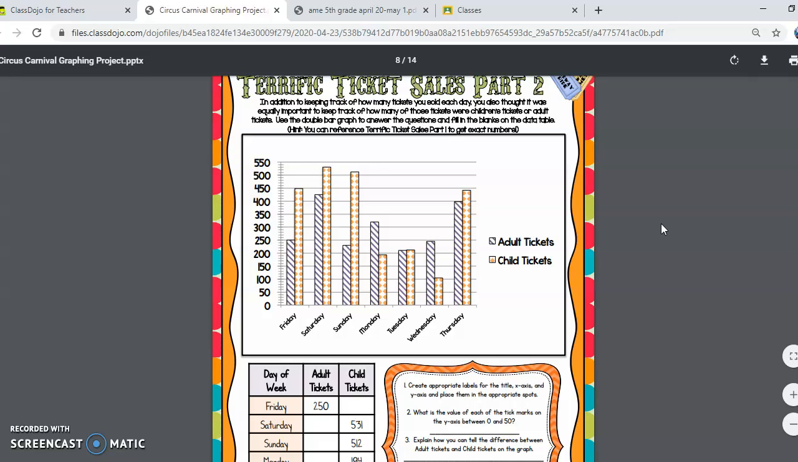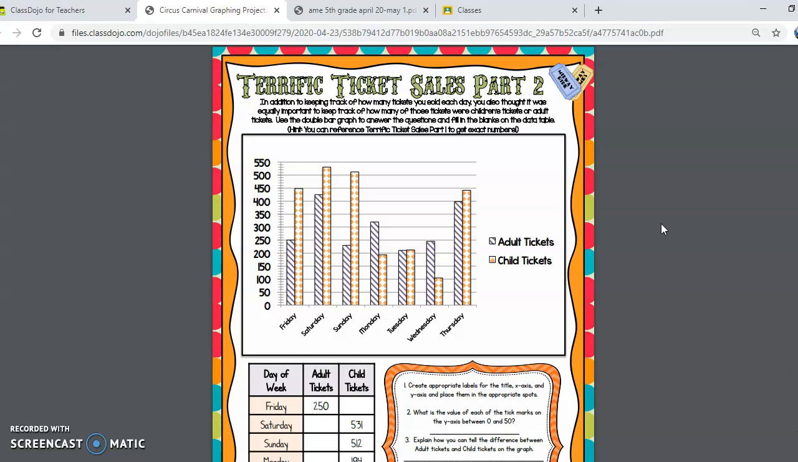So it says, in addition to keeping track of how many tickets you sold each day, you also thought it was equally important to keep track of how many of those tickets were children's tickets or adult tickets. So you use a double bar graph to answer the questions and fill in the blanks on the data table. They give you a hint. You can look at the previous page to get your exact numbers.